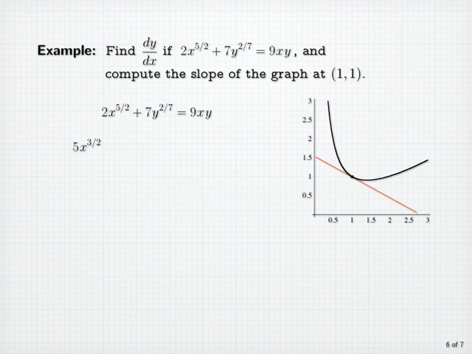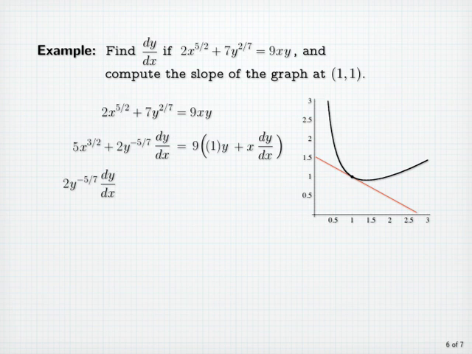On the left side, the derivative of the first term, using the power rule, is 5 times x to the 3/2 power. And the derivative of the second term is 2 times y to the minus 5/7 power times dy/dx. On the right-hand side, we need to use the product rule. We have 9 times the derivative of x with respect to x, which is 1, times y, plus x times the derivative of y with respect to x.